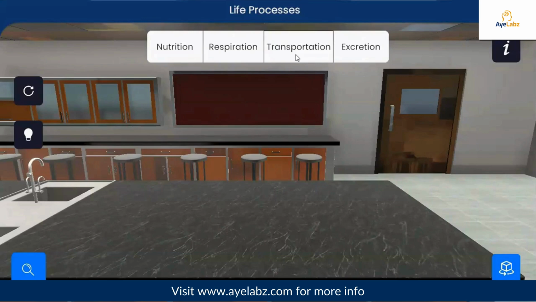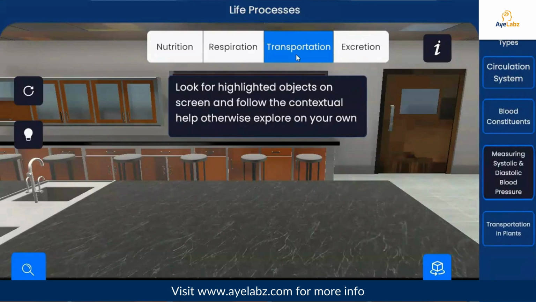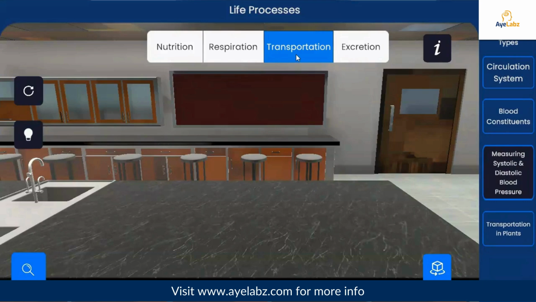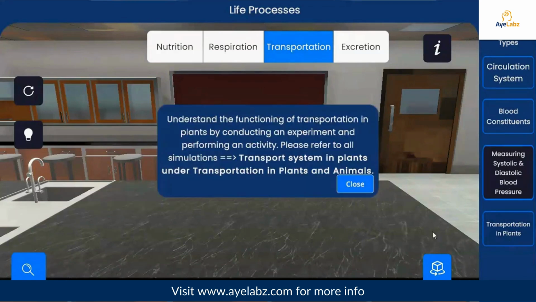The next life process is transportation. All living organisms need a few necessary components like air, water, and food for their survival. These elements are transported to their body cells and tissues by a transportation system. In plants, the vascular tissues are responsible for transporting substances, while in humans it is done by the circulatory system that consists of blood, blood vessels, and the heart. For the topics circulatory system, blood constituents, and transportation in plants, refer to the simulation Transportation in Plants and Animals.